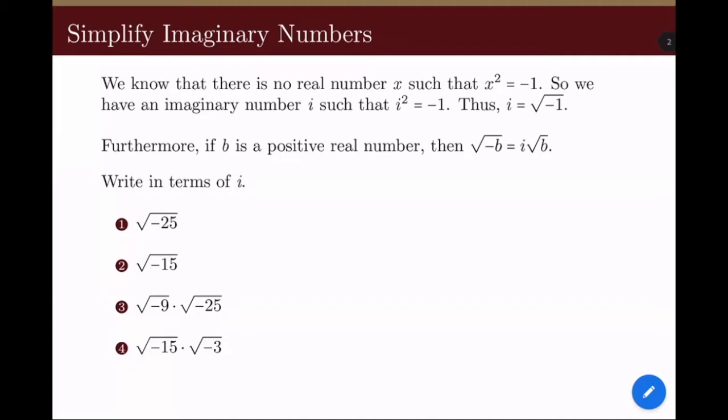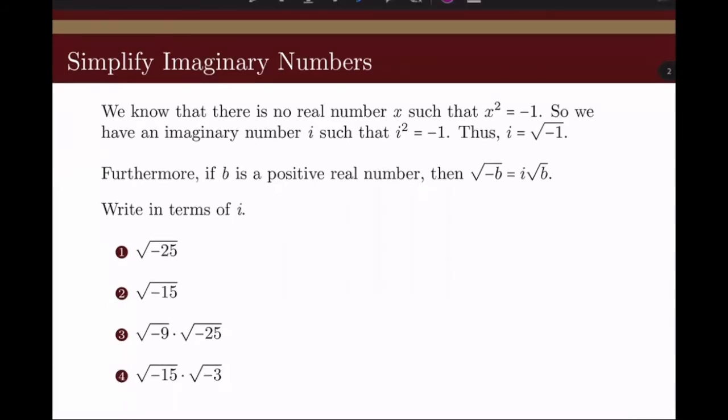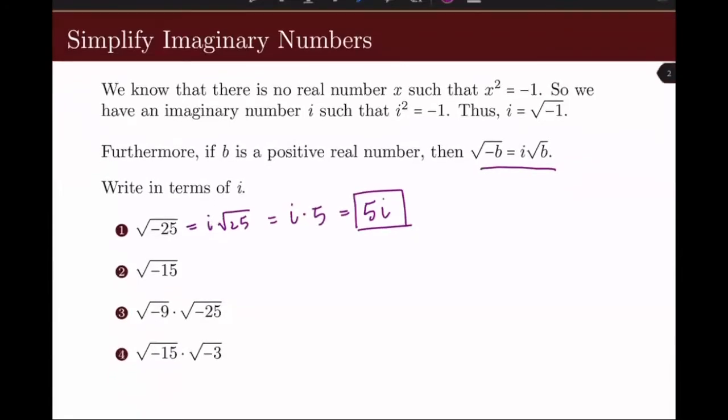So let's go ahead and simplify these four problems by writing them in terms of i. First, the square root of -25. Using this rule, I know that that's equal to i times the square root of 25. Well, the square root of 25 is just 5. So you can write this as i times 5, but it's more common to see it written as 5i. All right, let's keep going.